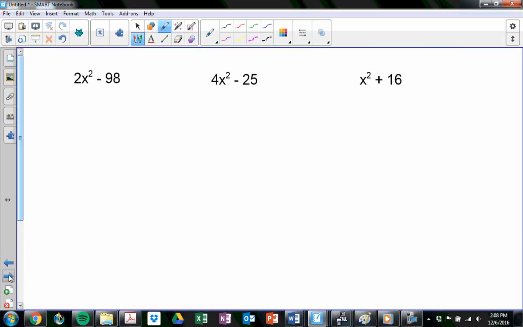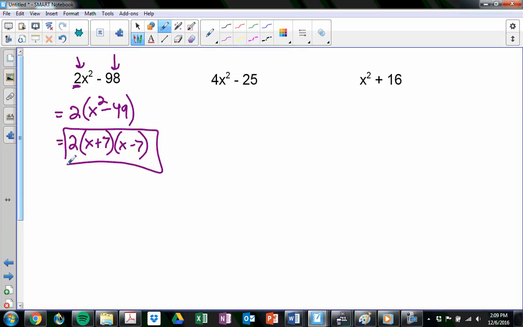Sometimes things don't look like perfect squares. Like 2x squared is not a perfect square and 98 is not a perfect square, but both of these have a factor of 2 that I can pull out. When I pull out the factor of 2, now I do have perfect squares. x squared and 49 can both be square rooted, so it's 2 times (x + 7)(x - 7). That is how that one factors.